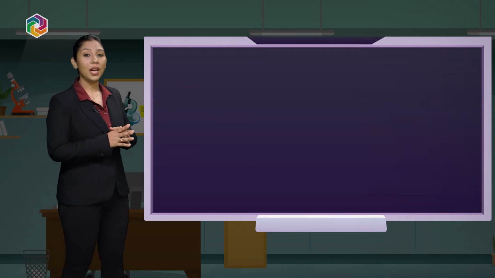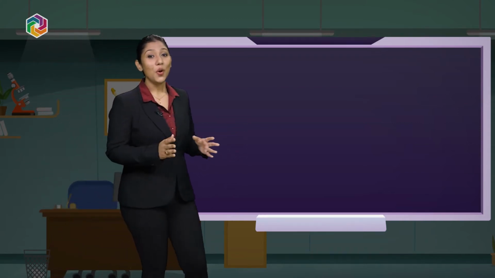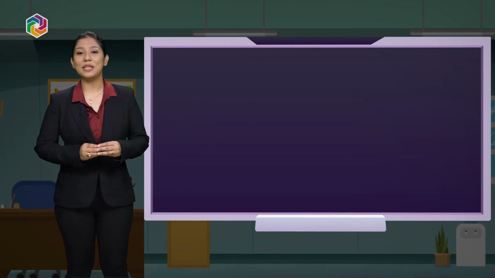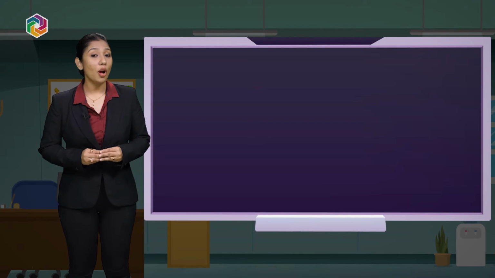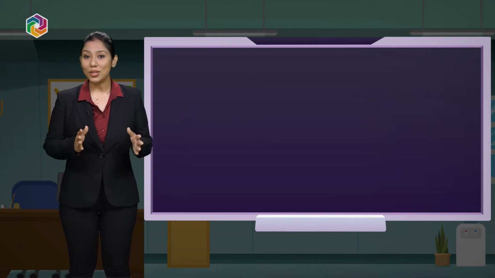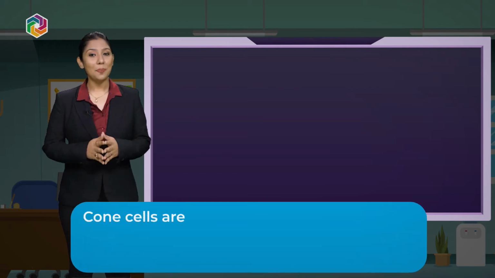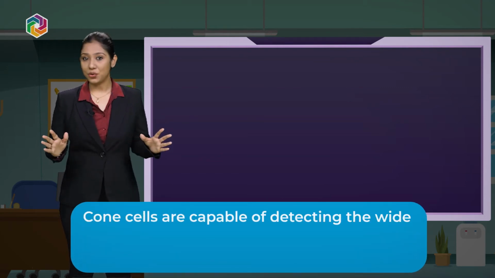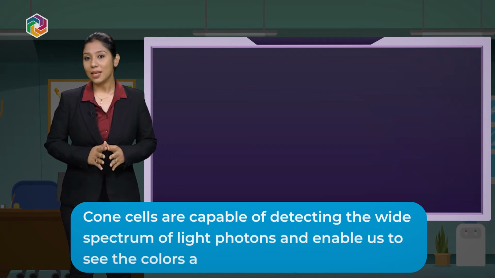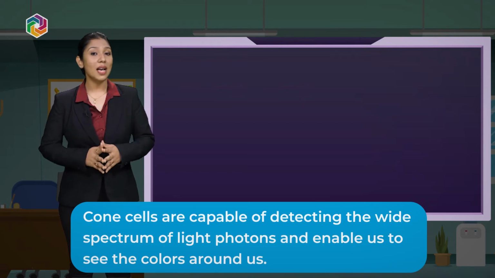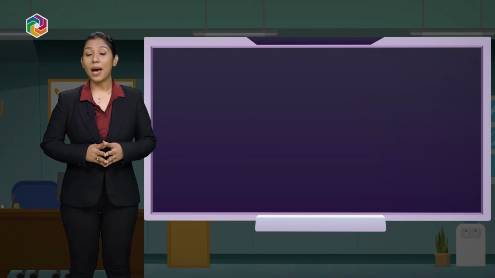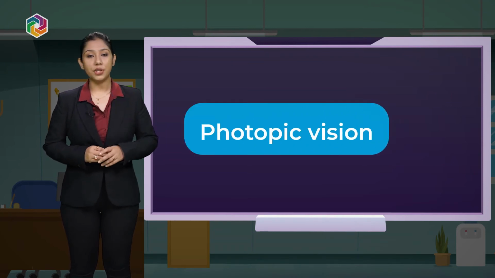The world around us is so colorful with thousands of colors and numerous beauty. It's a perfect place to stay. Do you know what enables us to enjoy the variety of colors? Those are cone cells. Cone cells are capable of detecting the wide spectrum of light photons and enable us to see the colors around us. Cones are active at higher light levels, and the vision provided by them is called photopic vision.